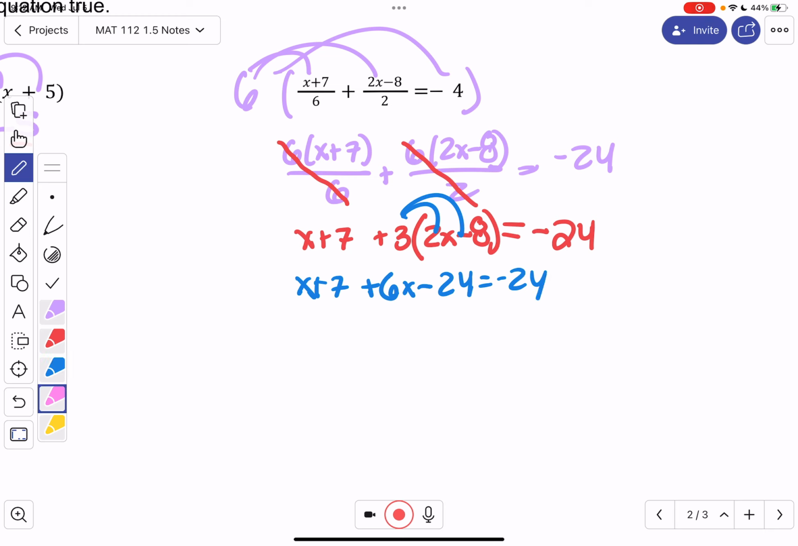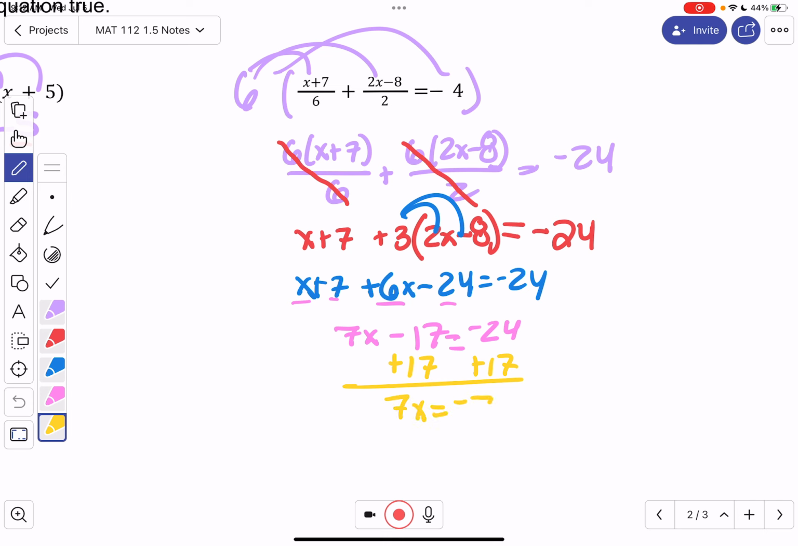Combine like terms on the left. So we get 7x minus 17. Now we want to bring that 17 over. So since it's subtraction, we're going to add. And then to undo that multiplication, we divide. And we get x is negative 1. So if we plug negative 1 back in, that should work.